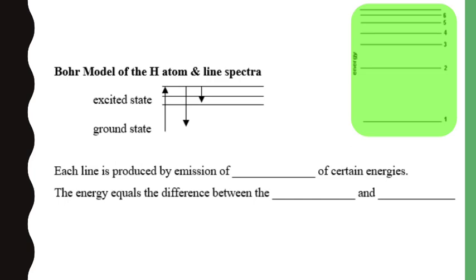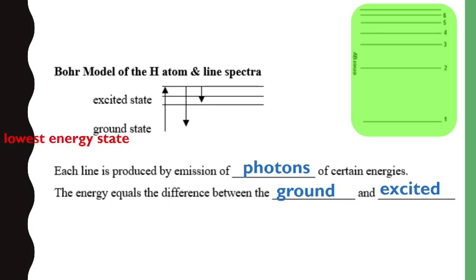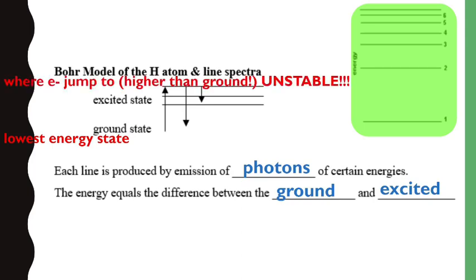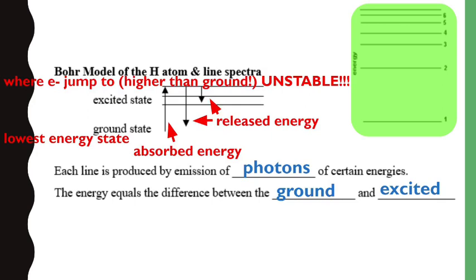So each of these lines in our spectra is produced by the emission of photons of certain energies. Those are little packets of light. And the energy of those photons is equal to the difference between the ground and excited states. So here you see this little diagram with the arrows, and that ground state, like we said, is the lowest energy state. The excited state is where they jump to when they get a little bit of energy, so that's higher than their normal ground state, but they're unstable. What goes up must come down. So that arrow up shows the absorbed energy, but the arrows down show the amount of energy that's being released.